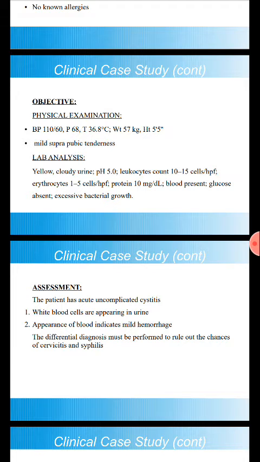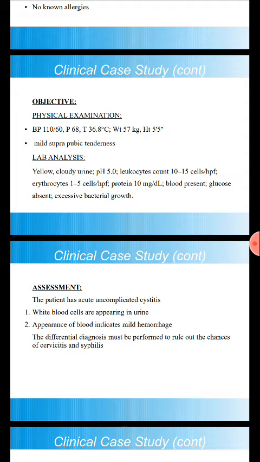Her blood pressure was normal, the pulse was normal, temperature was normal, and the weight and height are given. She had mild suprapubic tenderness. The lab analysis showed yellow cloudy urine with a pH of 5.0. Leukocyte count was 10 to 15 cells per HPF, which was quite high because the normal leukocyte count in the urine is 1 to 5, sorry.